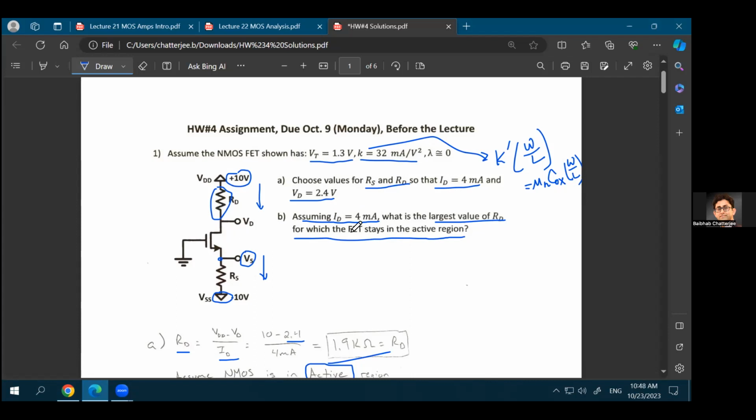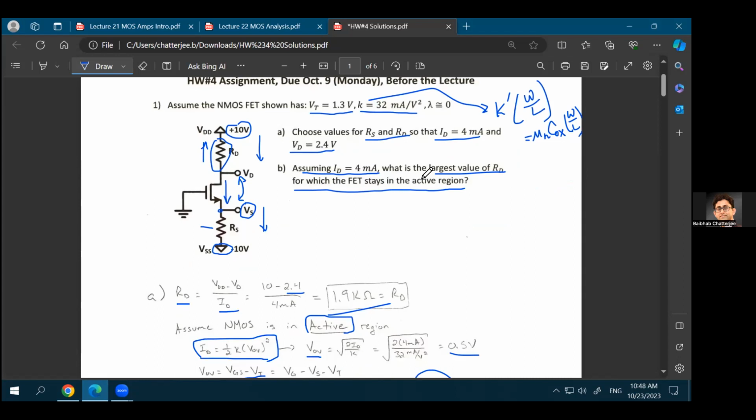Now, since the current is fixed, the voltage drop across RS is also fixed, which means that if the value of RD is increasing, the voltage drop across the MOSFET, so the VDS of the MOSFET, has to reduce. This drop is increasing, this drop stays constant, so the drop across the MOSFET has to reduce. The total voltage drop from VDD to VSS has to be 10 volts minus minus 10 volts, so the total voltage drop has to be equal to 20 volts, right? KVL.